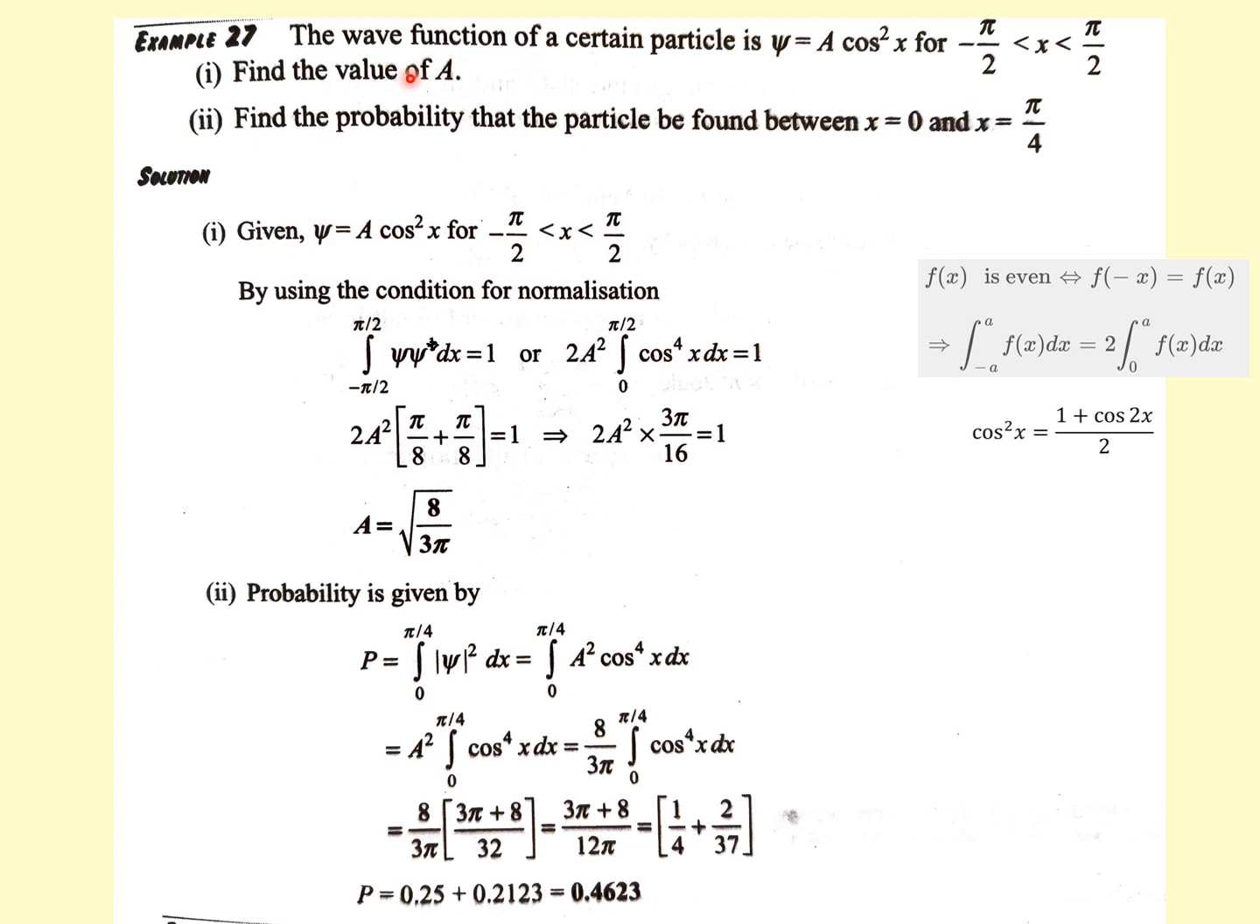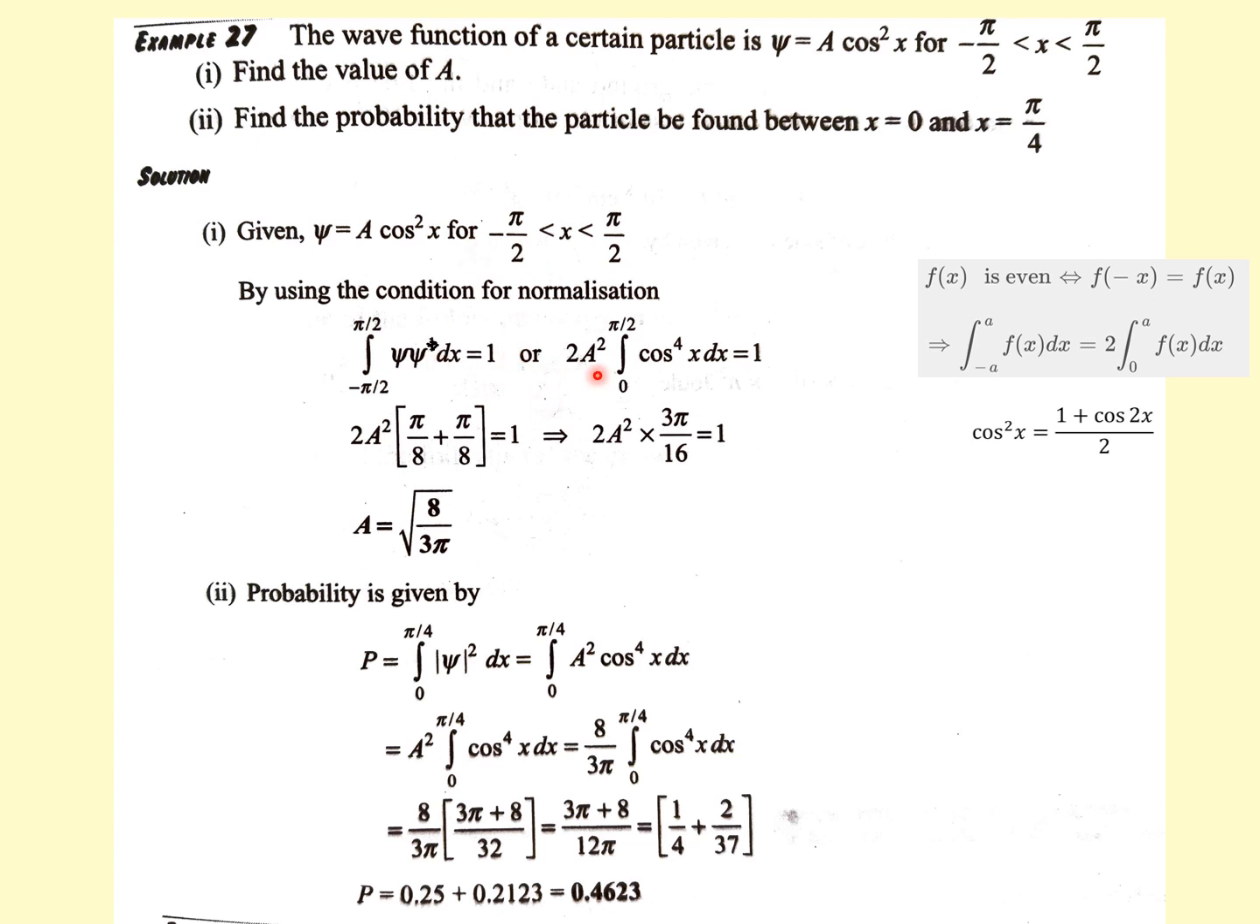Now we have another example, where the wave function psi equals a cos square x between minus pi by 2 and plus pi by 2. First we have to find the value of a, and also find the probability between 0 and pi by 4. If psi equals a cos square x, then we have to use the condition for normalization to find this value of a: the integral from minus pi by 2 to plus pi by 2 of psi star psi dx equals 1.